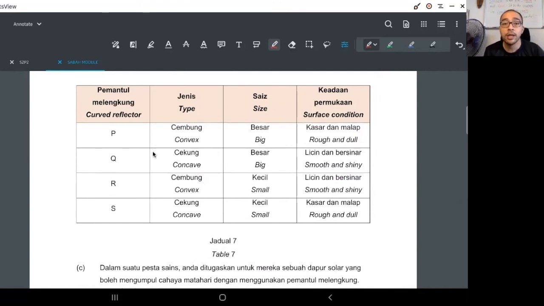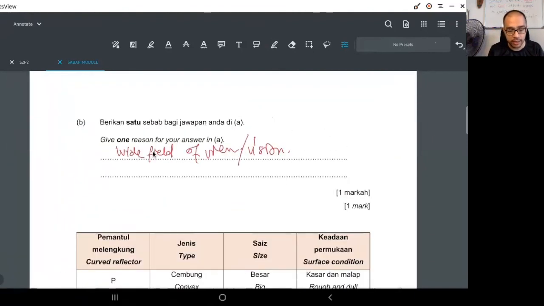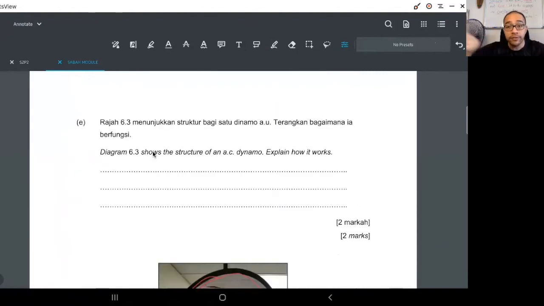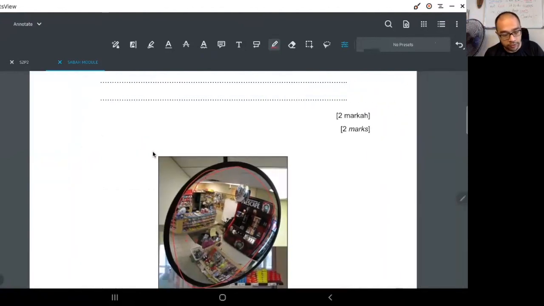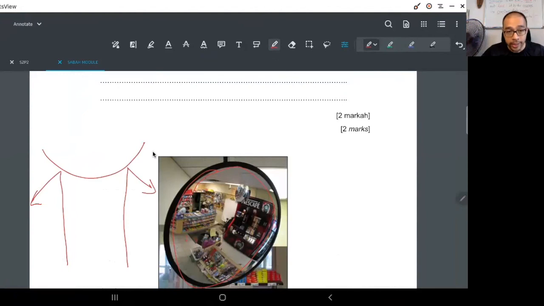Remember, convex mirror, wide field of view because the light is spread out. So again, this one is a convex mirror, wide field of view. Why is it wide field of view? Because if this is the mirror, the light travels here, it goes out. Light travels here, it goes out. So we see more things.